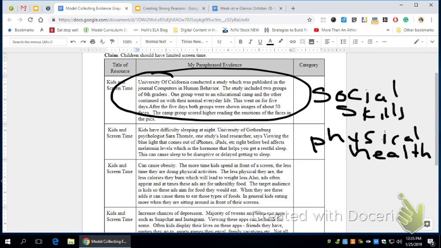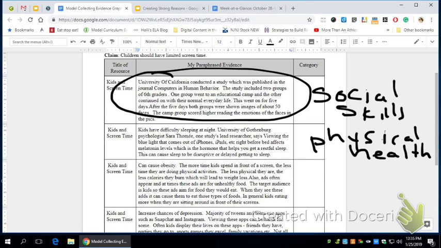All right. So then my third one says can cause obesity. The more time kids spend in front of the screens, the less time they are doing physical activities. The less physical they are, the less calories they burn, which will lead to weight loss. Also, ads often appear, and at times these ads are for unhealthy food. The target audience is kids, so these ads aim for food they would eat. When they see the ads, it can cause them to eat those types of foods. In general, kids eat more when they are sitting around in front of their screens.